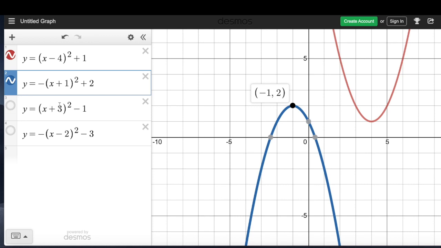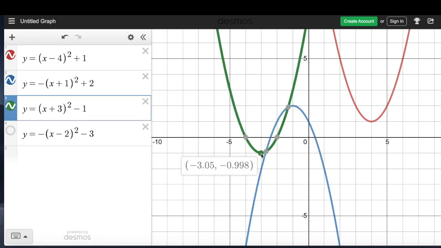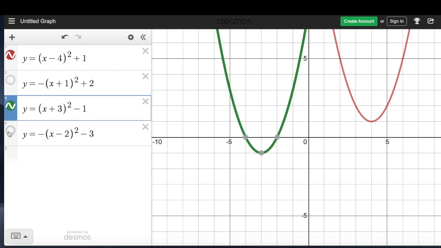This one right here, +3 on the inside, -1 on the outside, no negative. That's going to be a vertex of -3, -1. The opposite of what you see in here, and just whatever you see there. -3, -1, and you can see its vertex is right there. And this right here, -2 on the inside. It's going to go 2 units to the right, and then -3 down, and that negative is going to make it open downward, a flipped upside down parabola, basically.